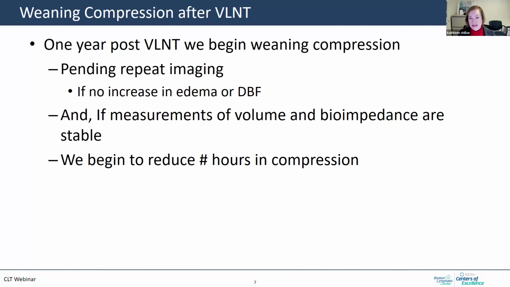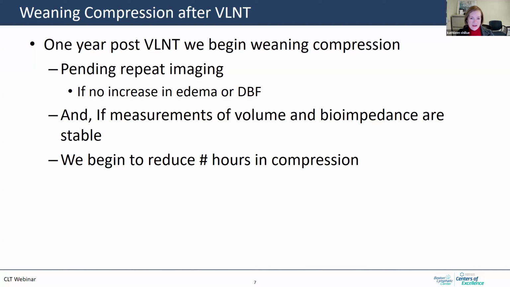One example would be a lymph node transplant. We would not begin to wean the compression until the patient has been out of surgery for at least 1 year. And we know over time, when that lymph node transplant becomes more effective, sometimes it will be several years before we see peak effectiveness. So we start the weaning process at 1 year, and we usually wait until that workup is done again.